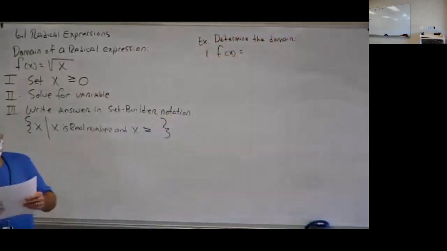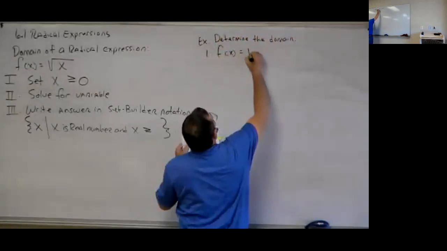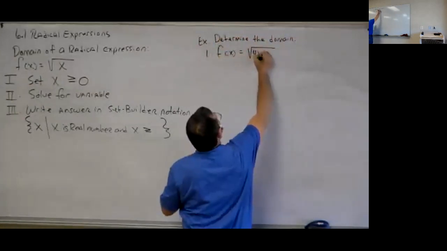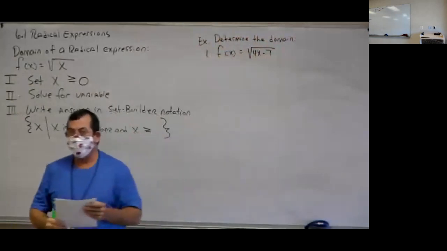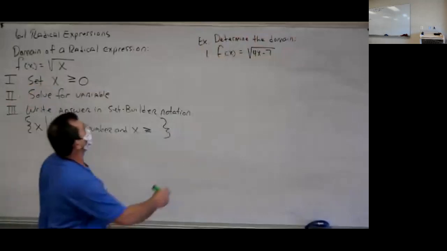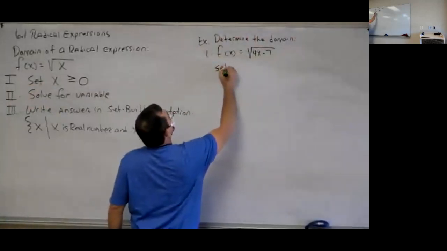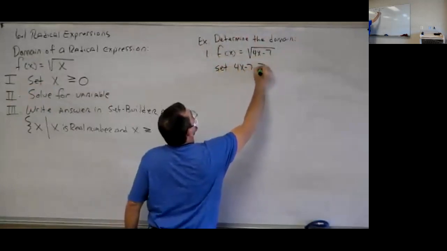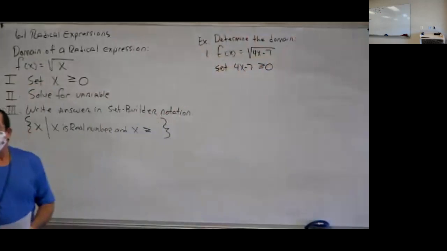All right, so they're giving me f of x is equal to the square root of 4x minus 7. So my domain's got to be x's, so that when I push these x values into that equation, I get square roots of real numbers and not imaginary. So here I'm just going to follow my steps. First thing was to set what's under that radical greater than or equal to 0. So I'm going to set 4x minus 7 greater than or equal to 0.